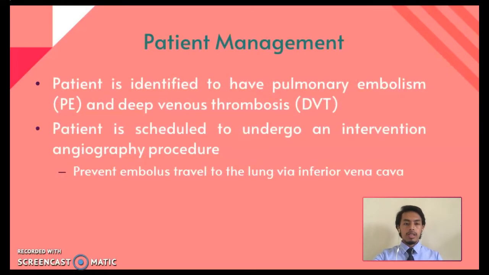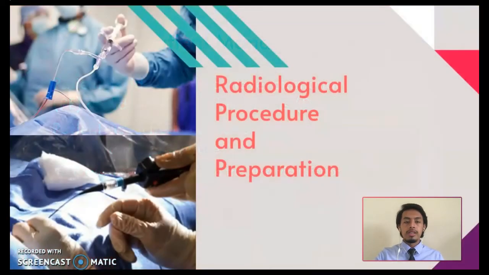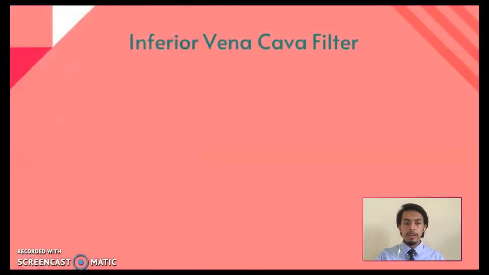So this patient is scheduled to undergo an interventional angiography procedure that can be used to prevent the embolus from traveling to the lung via the inferior vena cava. For the radiological procedure and preparation, first, this patient is scheduled to undergo inferior vena cava filter placement. So what is an inferior vena cava filter?